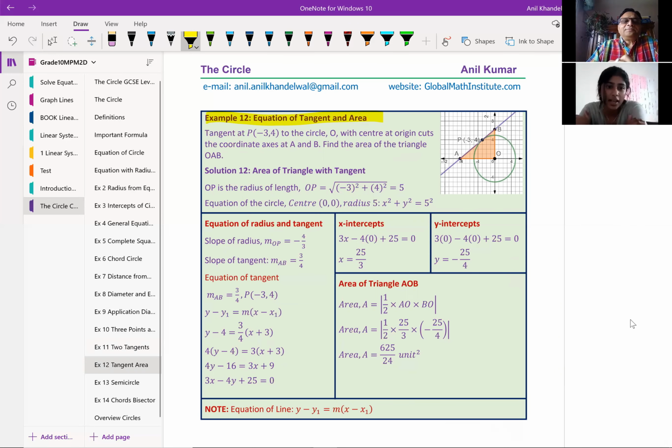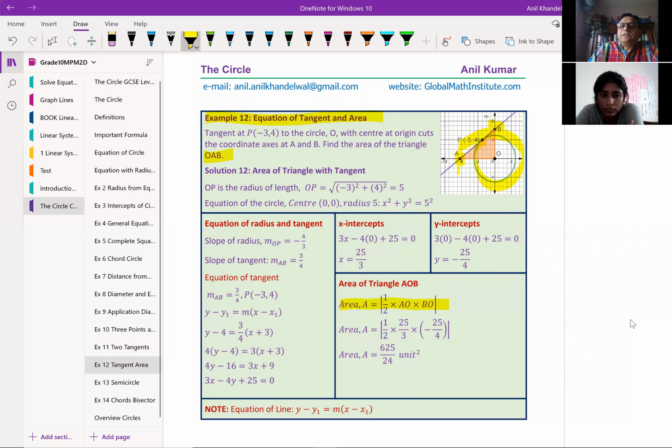Tangent at point P being (-3, 4) to the circle O with center at the origin cuts the coordinate axes at A and B. Find the area of the triangle OAB, which is shaded in orange for you. So you just need to find this particular triangle's area. Basically, we have to find the equation of the tangent line and its intercepts. Once you find the intercepts, half base into height will give you the area of the triangle, right?